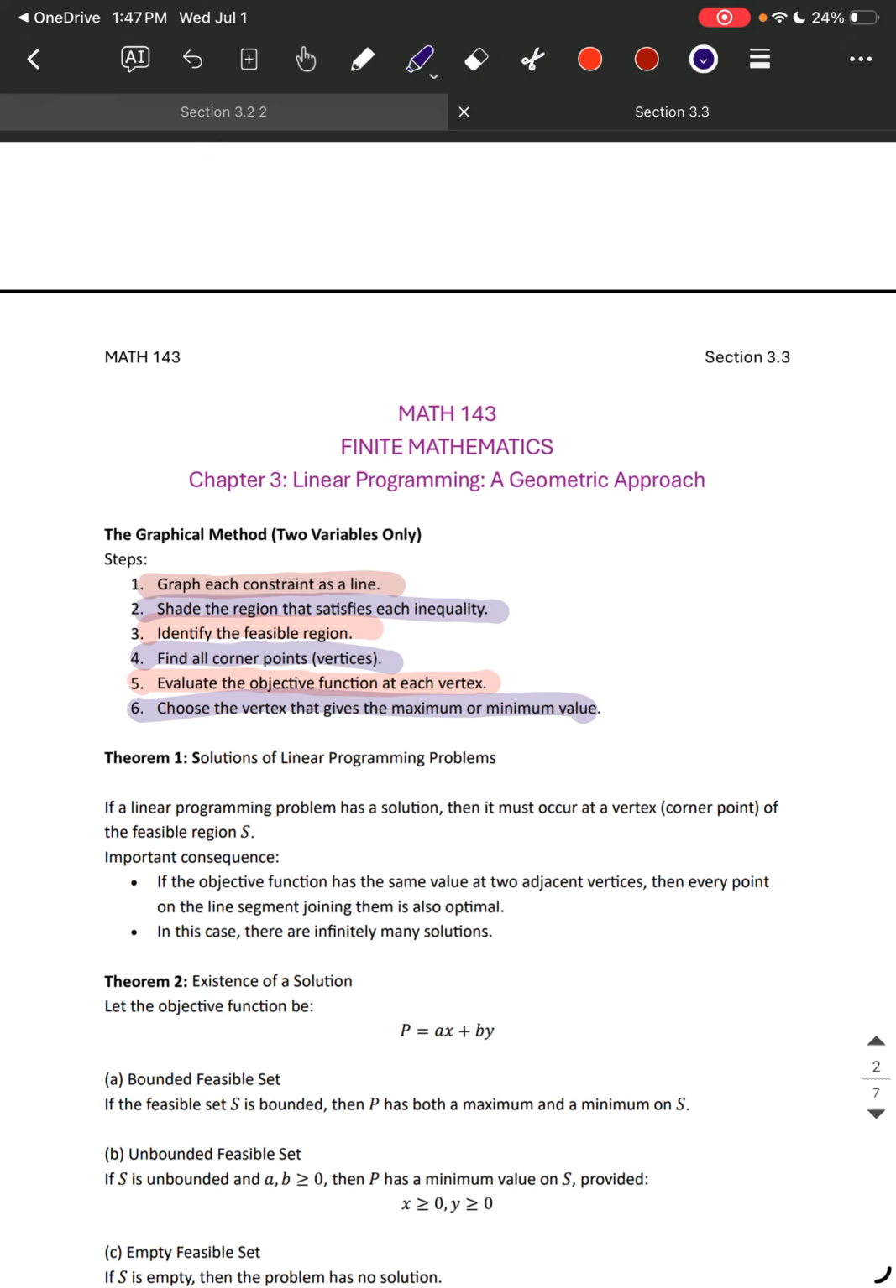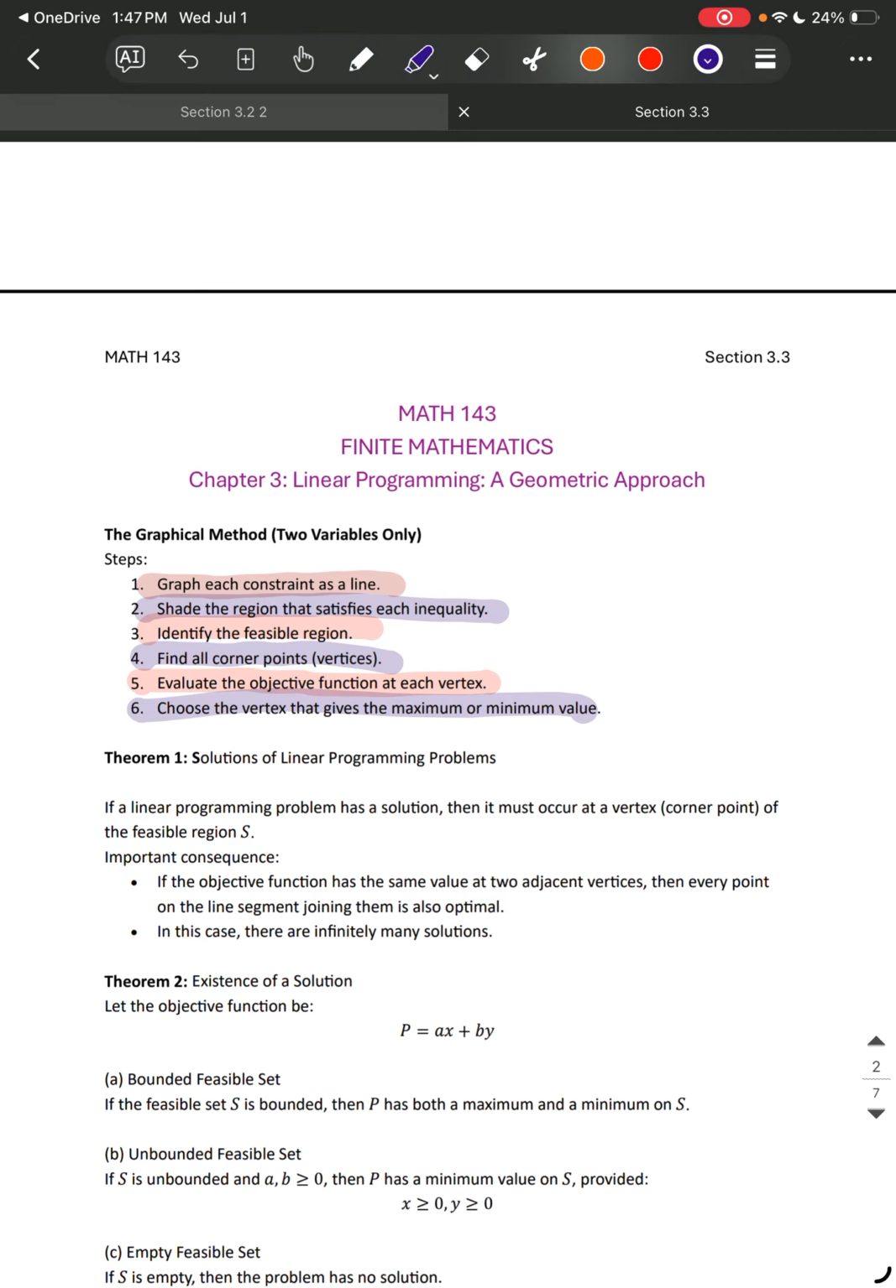First, why do we only check corner points? The feasible region contains infinitely many points. Do we really have to test every one? No. So we want to introduce the corner point theorem. One of the most important results in linear programming says that if an optimal solution exists, it always occurs at one of the vertices or corner points of the feasible region. We discussed that theorem within the previous sections.